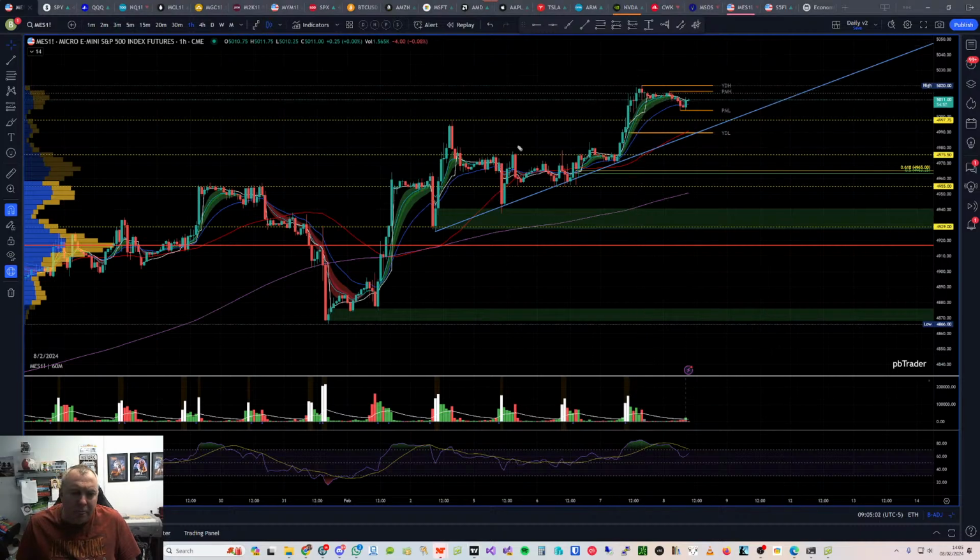So moving on, just to recap my levels again, I'm watching for a pullback into that area at 5,000. 4,997.75 is the top of that pivot there. So that entire area, if we do fall down, I'm going to keep my stops tight.